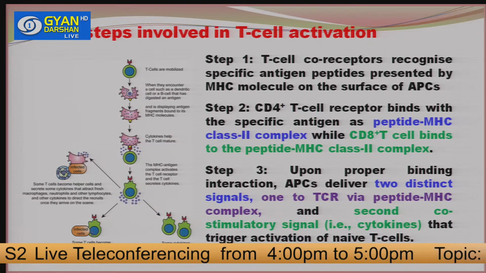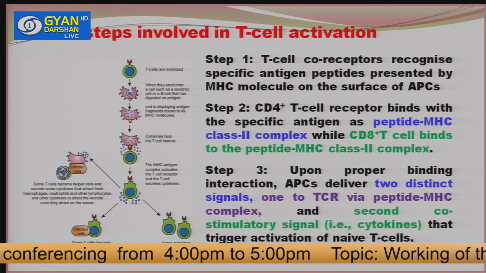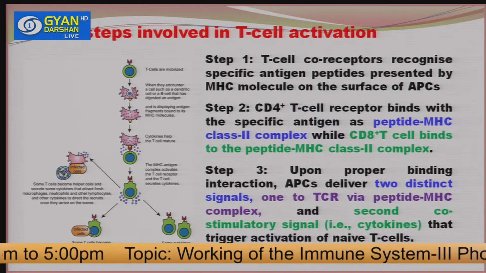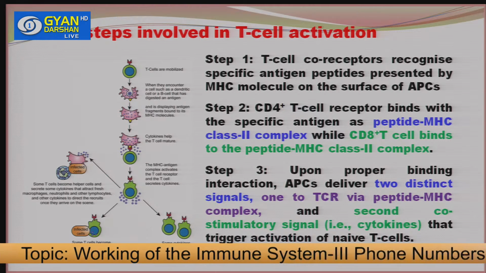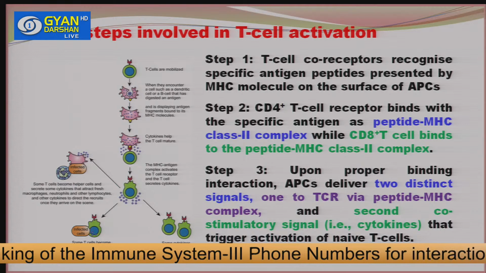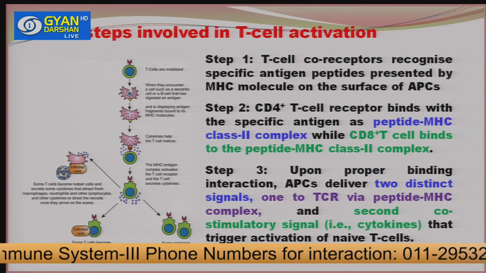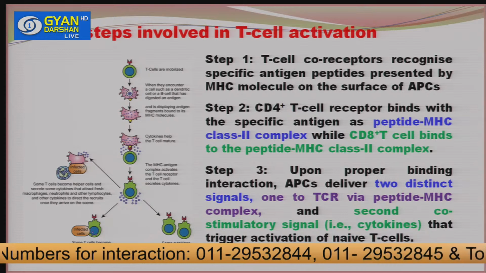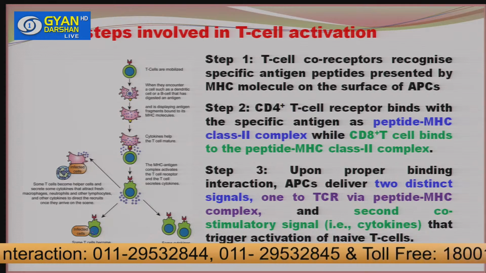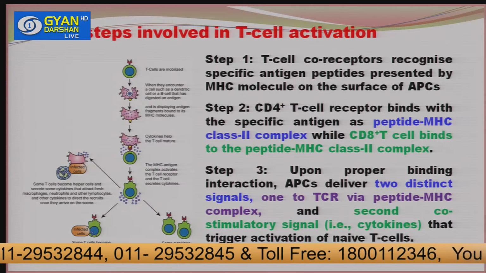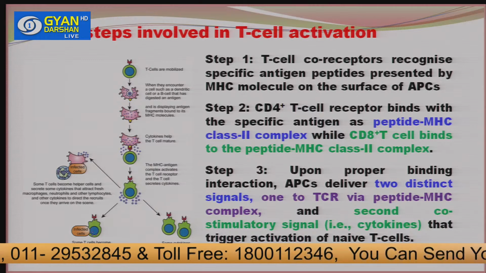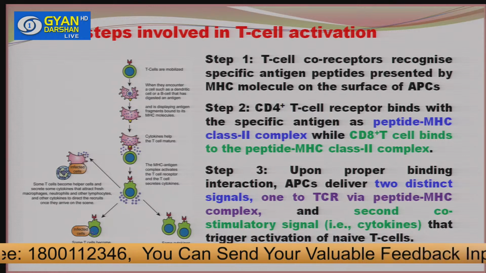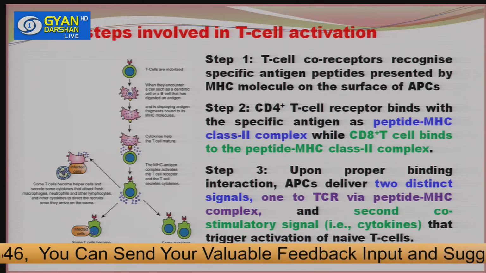Step first, step second, and step third. In step first, the T cell co-receptors recognize a specific antigen peptide presented by the MHC molecule on the surface of the APC. So basically the antigen presenting cells are able to present antigenic peptides through the MHC molecule. So that is the first step.